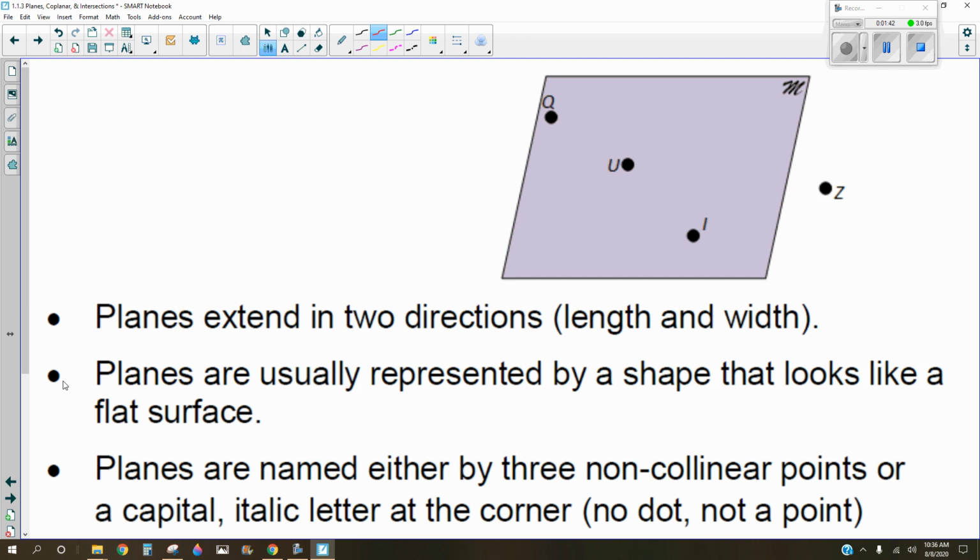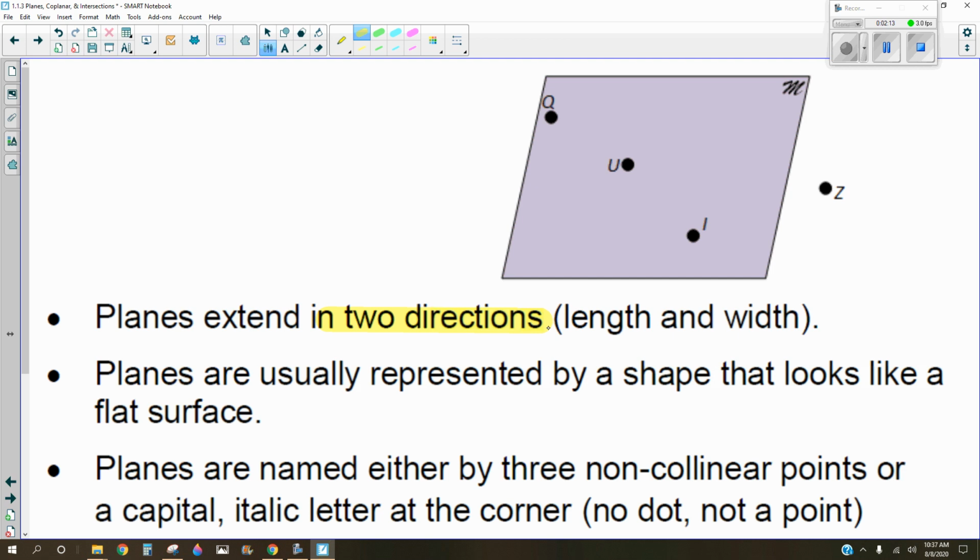So here's some notes. Let's get some highlighters or your notebook out. So we talked about how planes extend in two directions. There's a length and a width, or we might think of it as like up and down and left and right. Where a line technically either just goes left, right, or just goes up, down. A plane does both, so we call it a two-dimensional object. It goes in two directions.